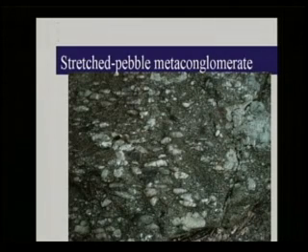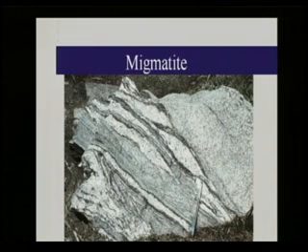Here is a photograph of a stretched pebble conglomerate. This is in Southwest Virginia. And check out the migmatite. This is in the San Gabriel Mountains in California. That, of course, is along a subduction zone, so there was high temperature and very high pressure along that western edge of our continent.